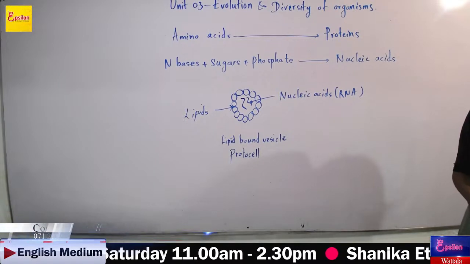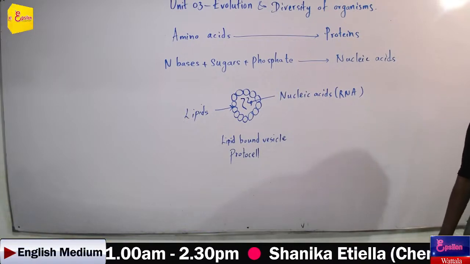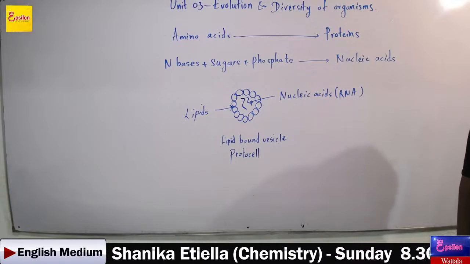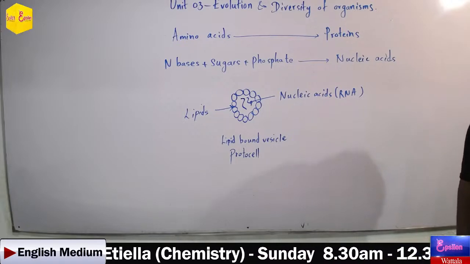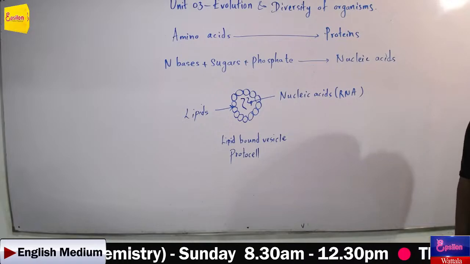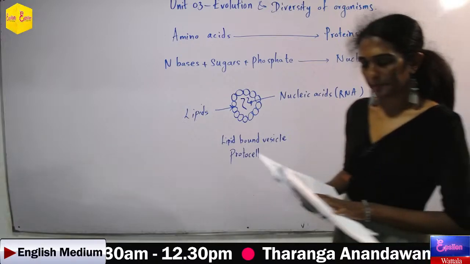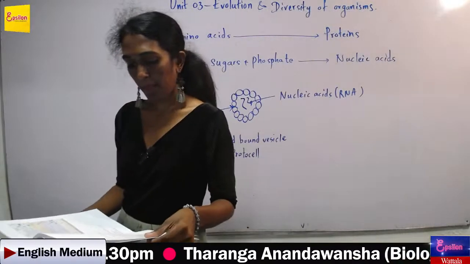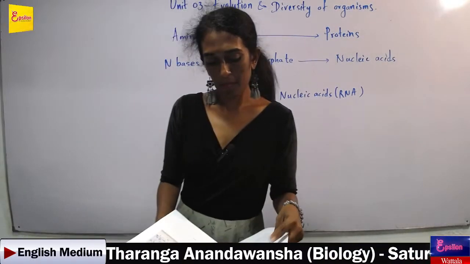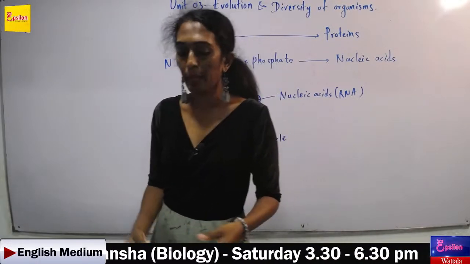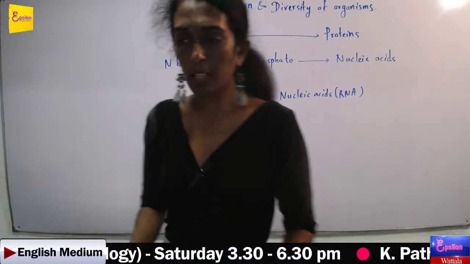Right. Next one. What special ability of RNA made life possible on Earth? Self-replicating ability. Did you write that answer? Right. I'm going to the next paragraph.